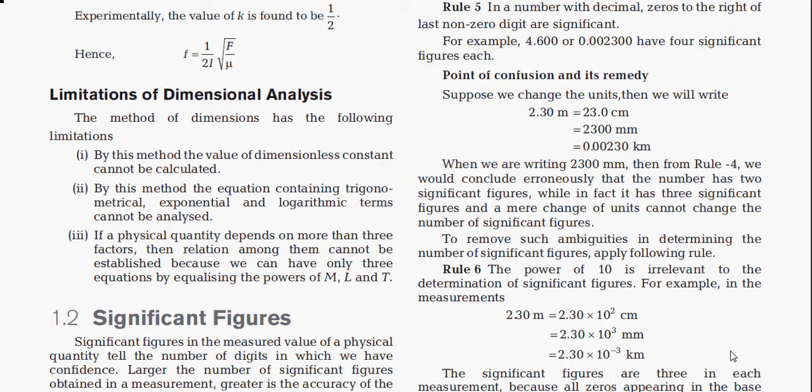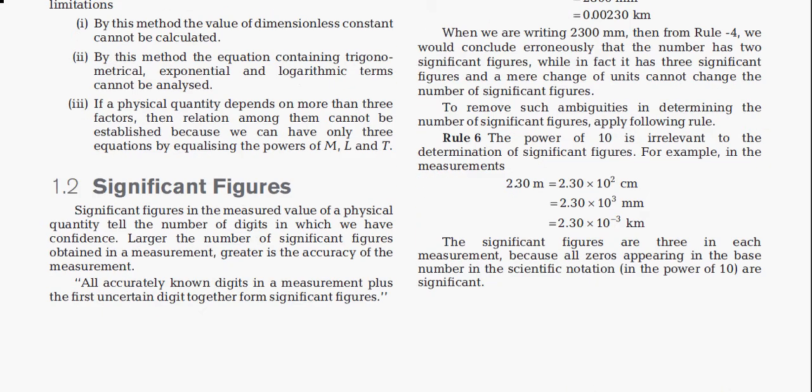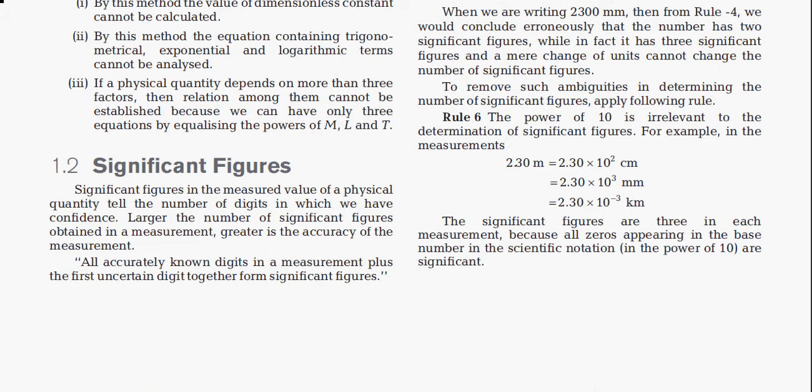Got it? So let's say rule 6: the power of 10 is irrelevant to the determination of significant figures. For example, in the measurement 2.30 meter, you can write 2.30 into 10 to the power 2 centimeter, or 2.30 into 10 to the power 3 millimeter, or 2.30 into 10 to the power minus 3 kilometer. The significant figures are 3 in each measurement because all zeros appearing in the base, all zeros appearing in the base here, not the 10 raised to the power, are significant.